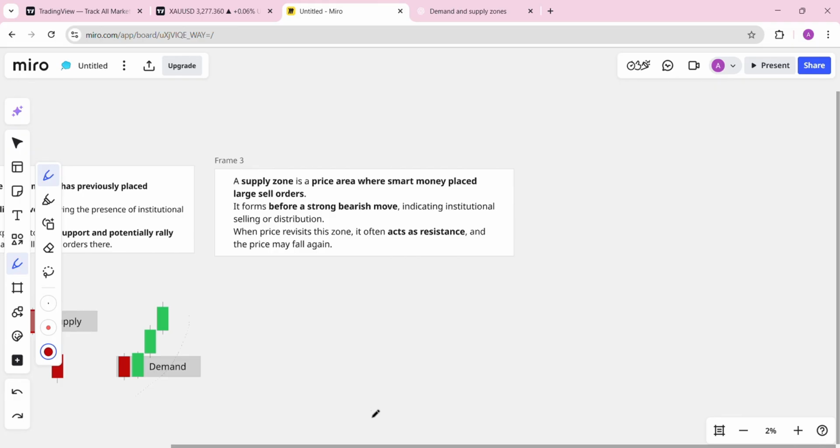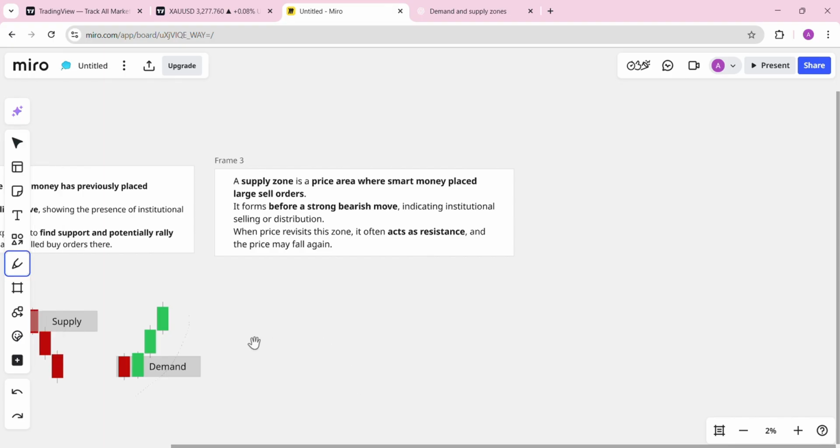So the moment the price returns to this supply zone again, price is expected to fall. For example, this is the supply zone. Whenever price returns to this supply zone again, price is expected to fall. So if you know this area and you couple it with other confirmations, you are going to be okay in the market 80% of the time. So let's go back. Let me show you how to actually mark it on your chart.